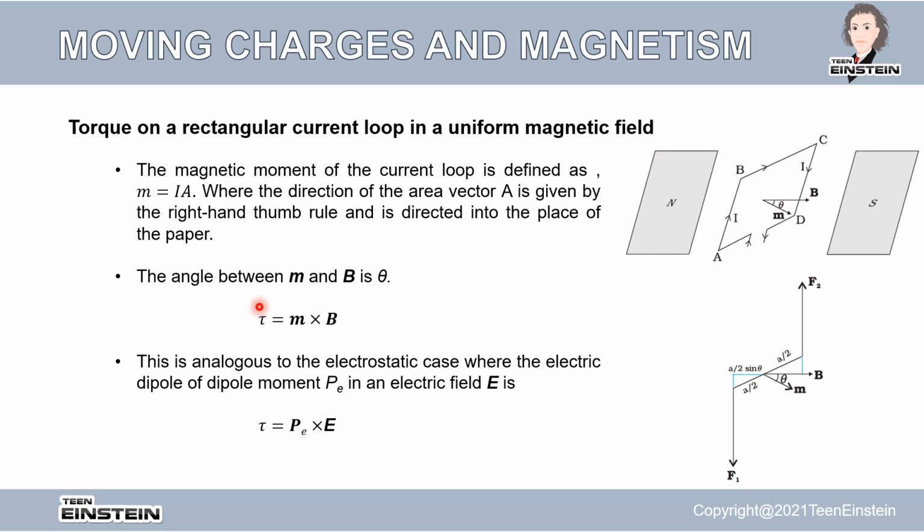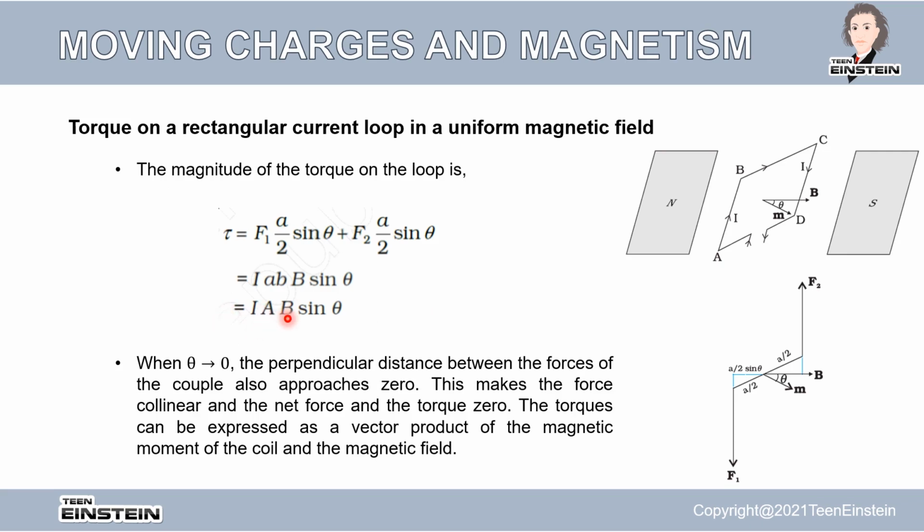Okay, so let's assume that the magnetic moment of a current loop is defined as M equals I into A. Then the direction of the area vector A is given by the right hand thumb rule and is directed into the plane of the paper. Now the angle between M and B is theta. So the previous equation can be expressed as tau equal to M cross B, because here you see tau equal to IAB sin theta. Now IA is nothing but M, B sin theta.